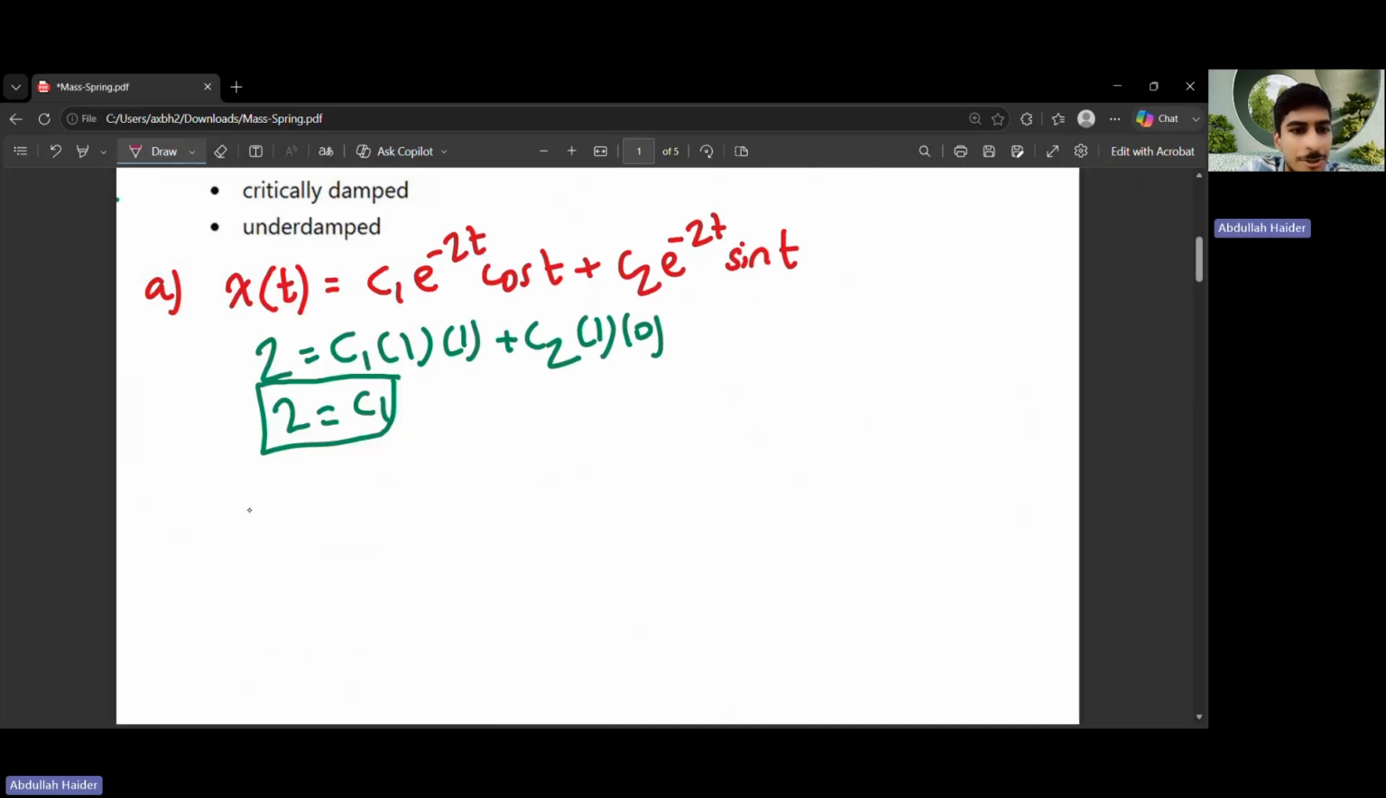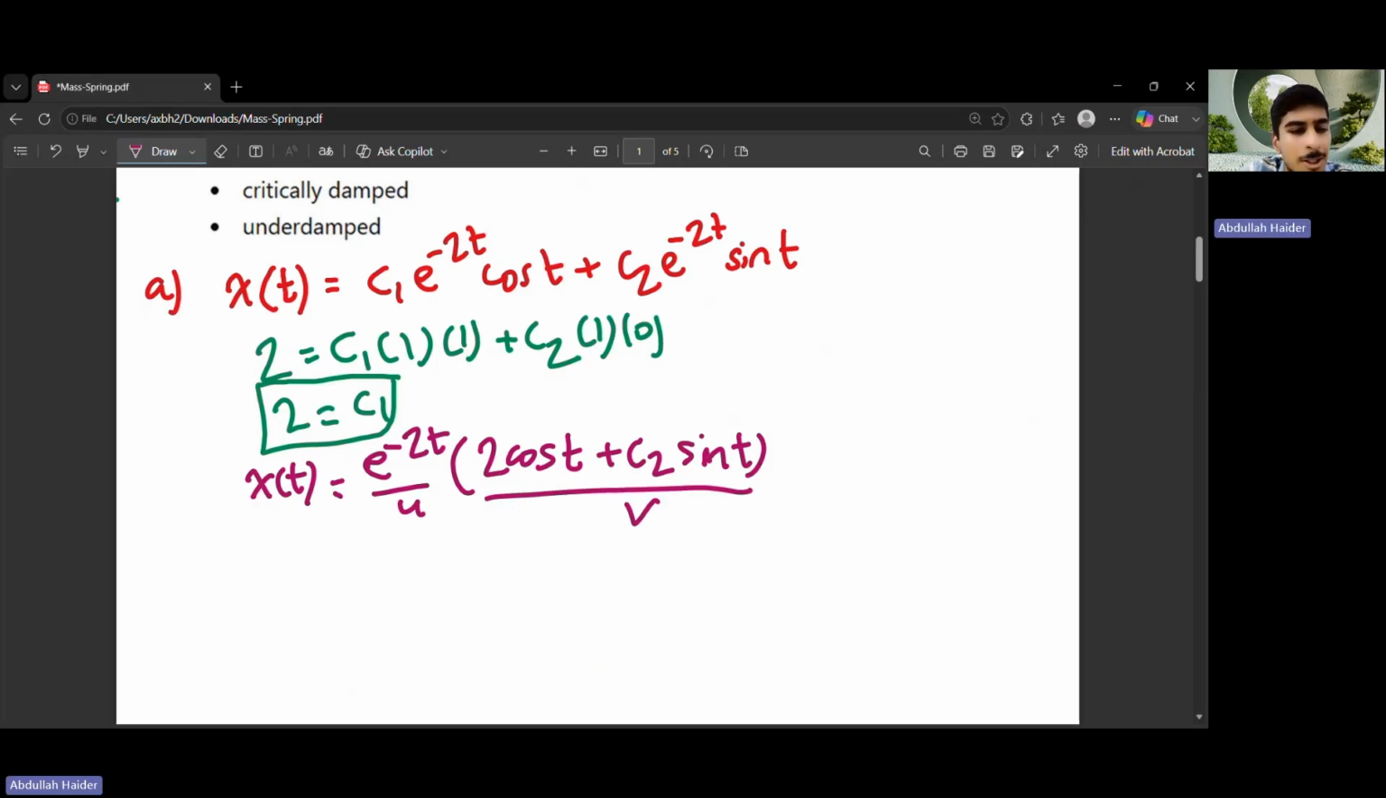What would be easier is to first factor out the e power -2t. So x of t is equal to e power -2t, and then you can substitute c1 now: 2 cosine t plus c2 sine t. It makes it easier because otherwise you have to do the product rule twice. Here I have to do it only once. Basically, this will be my u, and this will be my v.